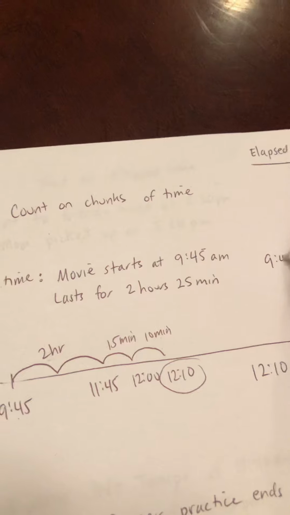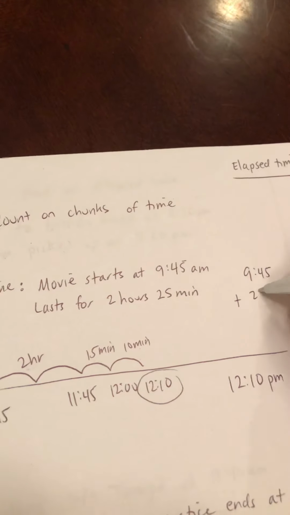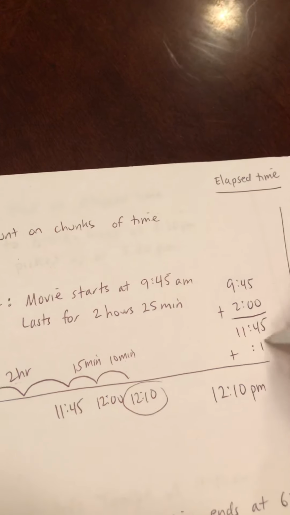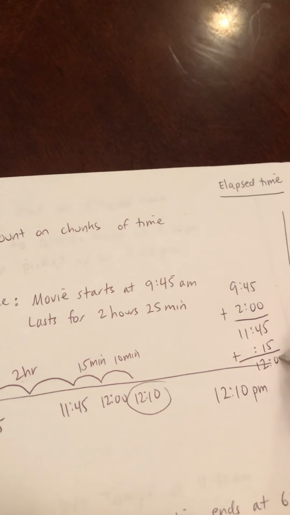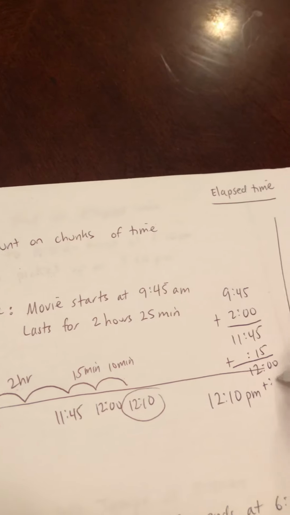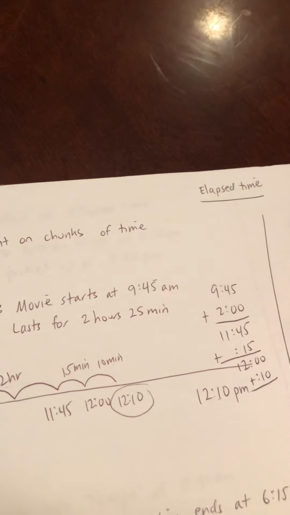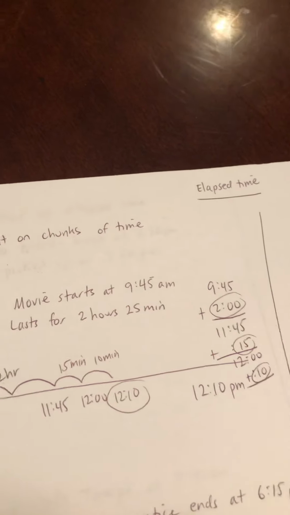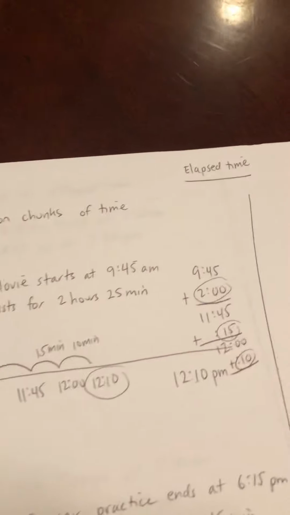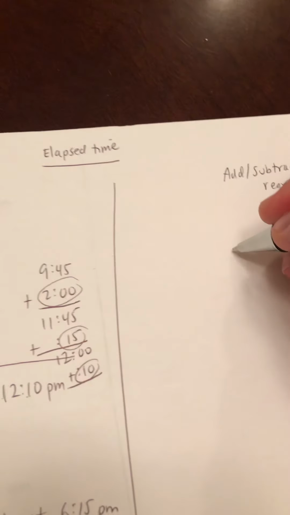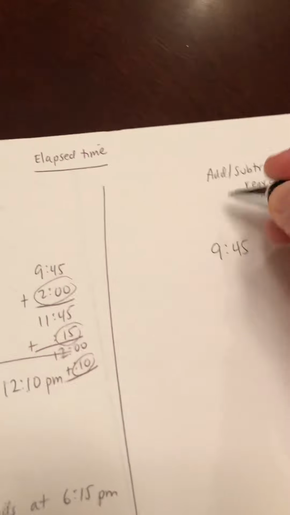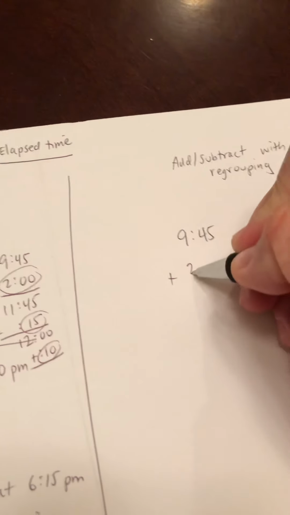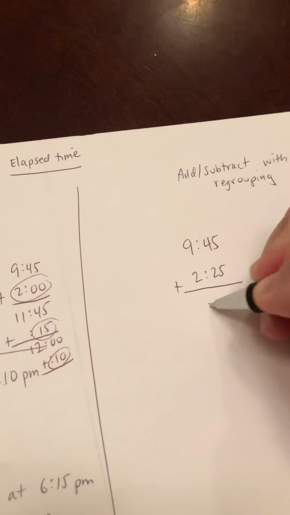If you want to do 9:45 and add on 2 hours, that'll put you at 11:45. You can add on 15 more minutes, that'll put you at 12 o'clock, and add on another 10 minutes to put you at that 12:10. So this is adding on 2 hours and 25 minutes also. Either one of those is the same version of counting on chunks of time. Now this looks a whole lot easier, just taking 9:45 and adding it all in one step, adding on 2 hours and 25 minutes.